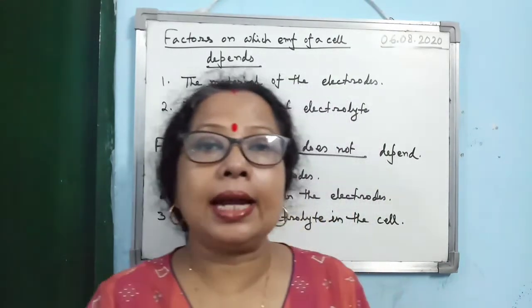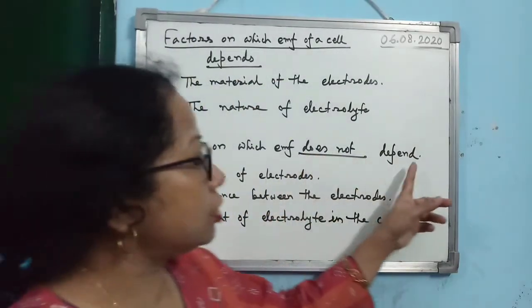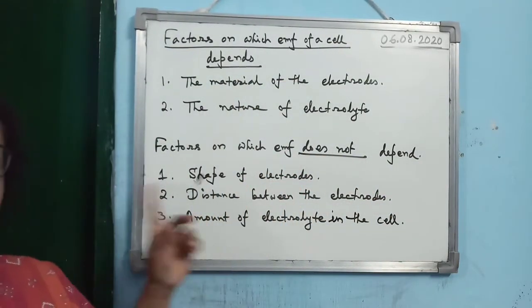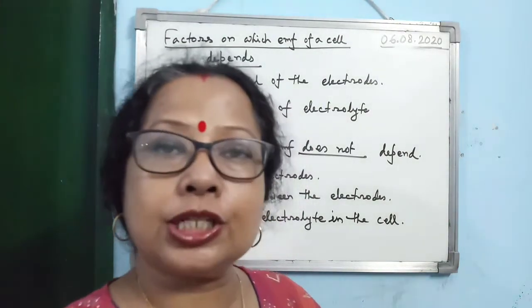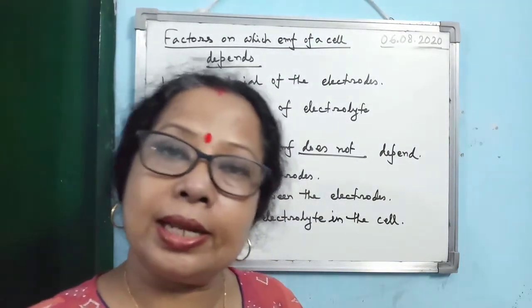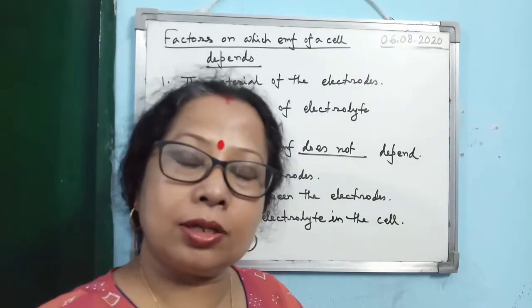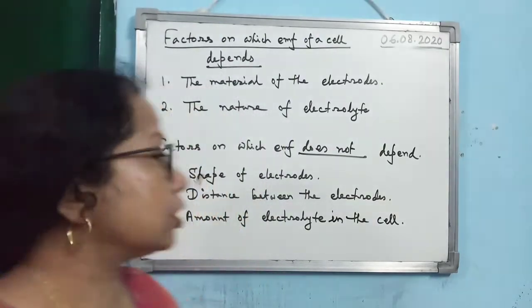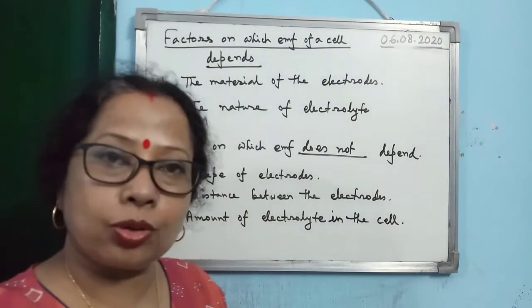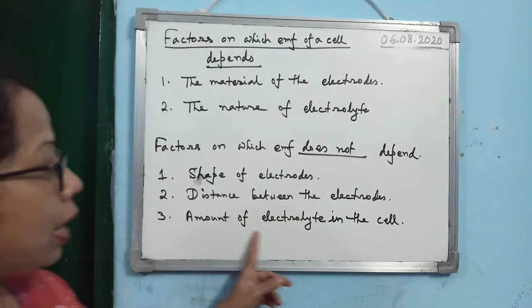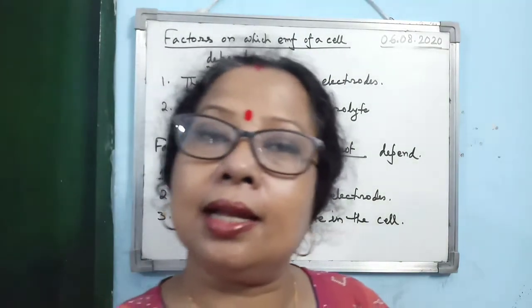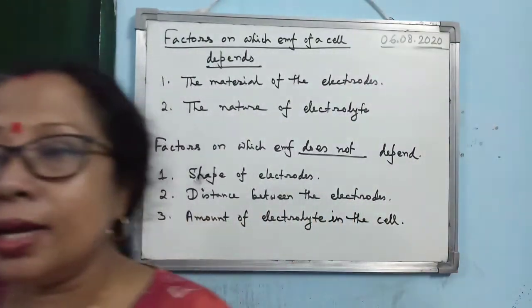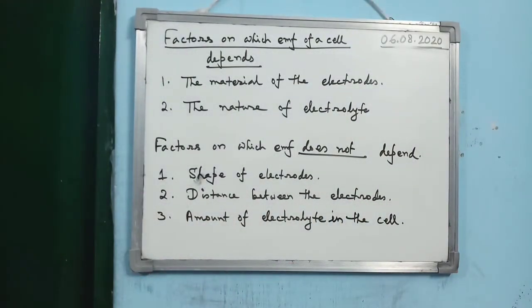But remember that EMF of a cell does not depend on these following factors. EMF of the cell does not depend on the shape of the electrode. You may take the electrode in any shape. Okay, it does not change the EMF of the cell, and it does not depend on distance between the electrodes, and it does not depend on amount of electrolyte taken in the cell. Alright, so you must remember the factors on which the EMF of a cell depends and the factors on which EMF of a cell does not depend.